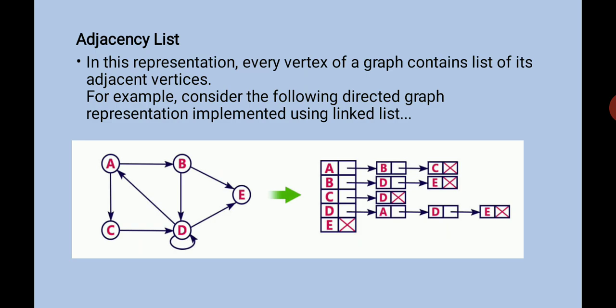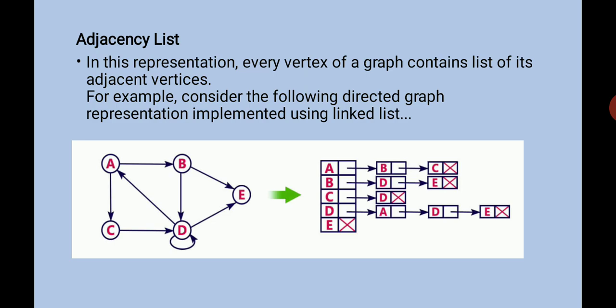Okay, now this is not in your syllabus, but still I will discuss it, because there are three representations of a graph: the adjacency matrix, the incidence matrix, and the adjacency list. See what you do here. I put all the vertices one by one down the side: A, B, C, D, E. Then for each representation, a vertex of a graph contains a list of its adjacent vertices. For example, for the directed graph, I'll represent it with the help of a linked list.